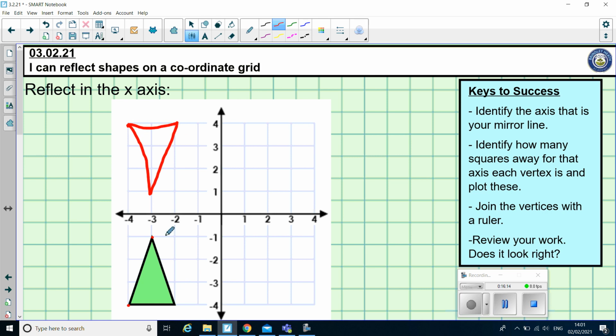And then have a look at my work. Does it look right? Does it look like a reflection? Hopefully it does. Okay, Year 6.